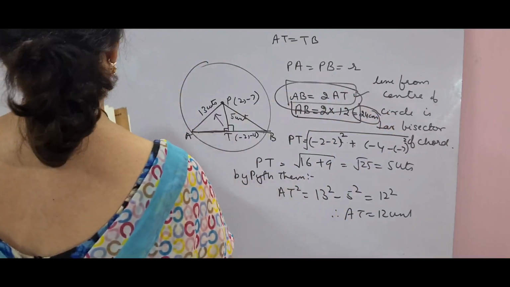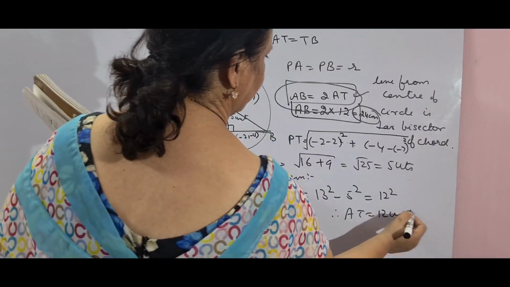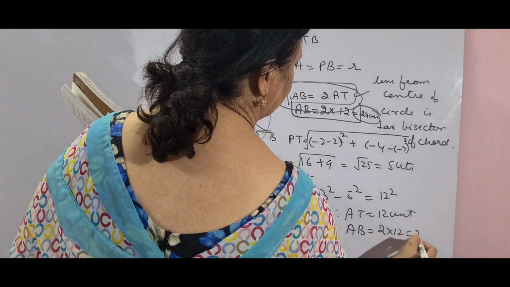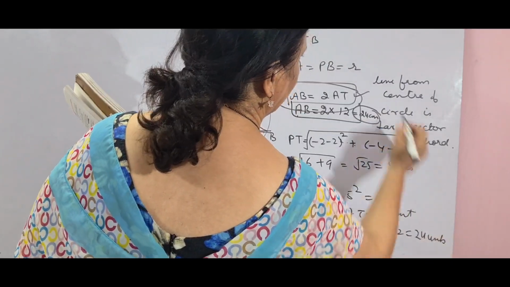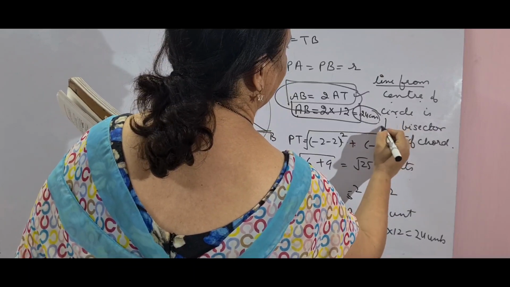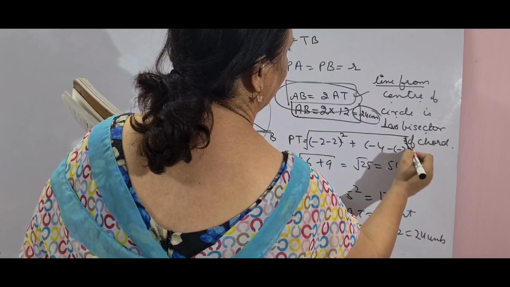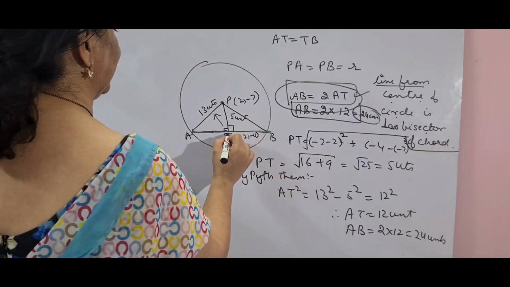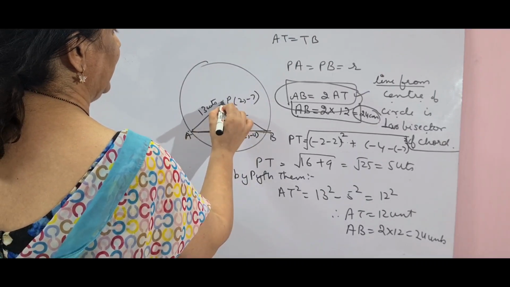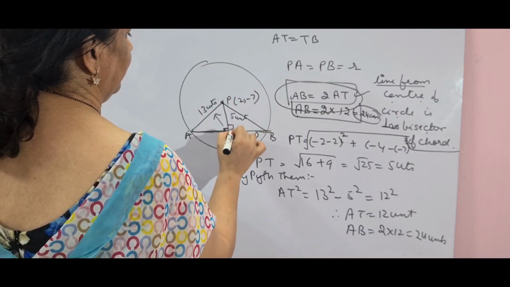24 centimeter, AT and AB also. The first answer was AT 12 units, and AB again I am writing here: twice of 12 is equal to 24 units, because I told you the line from the center of the circle is perpendicular bisector of the chord. On the chord on which it is falling, it is perpendicular to the chord. P is the center and AB is the chord. The line from the center is the perpendicular bisector of the chord.